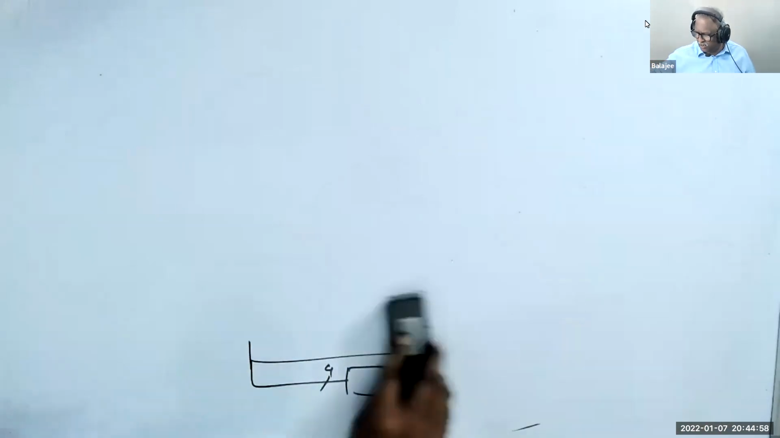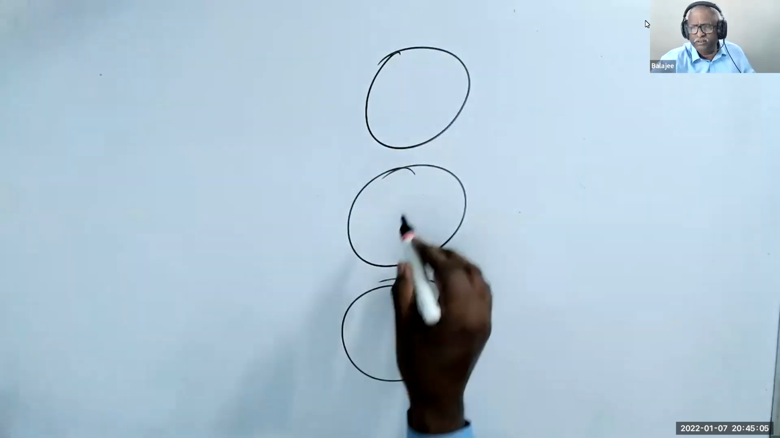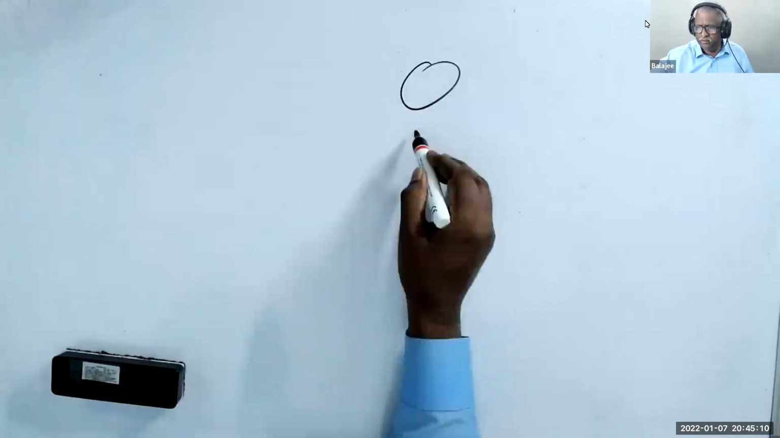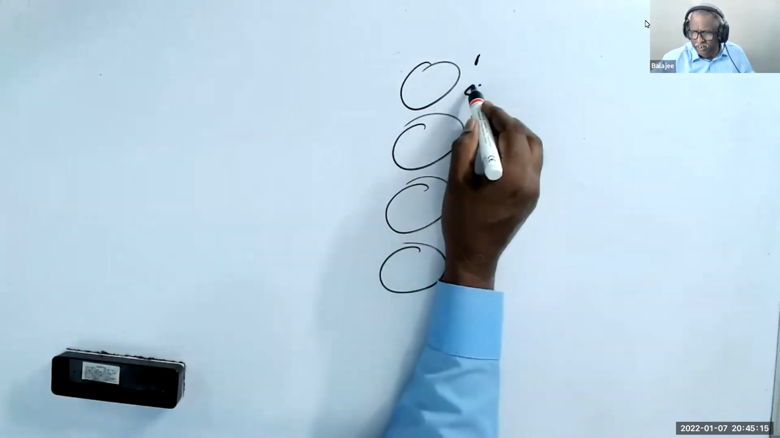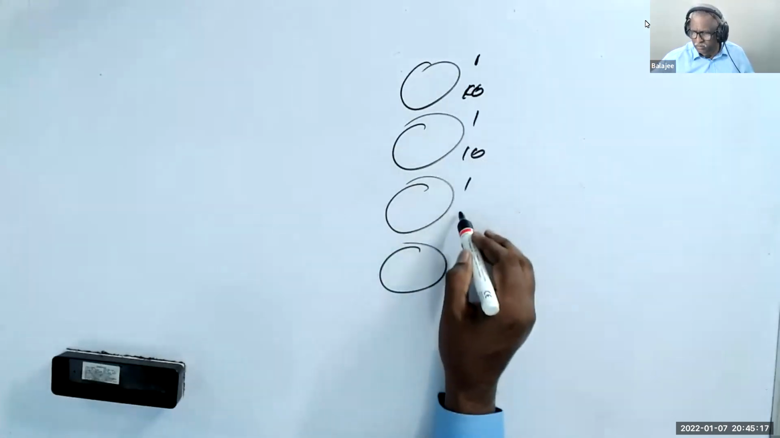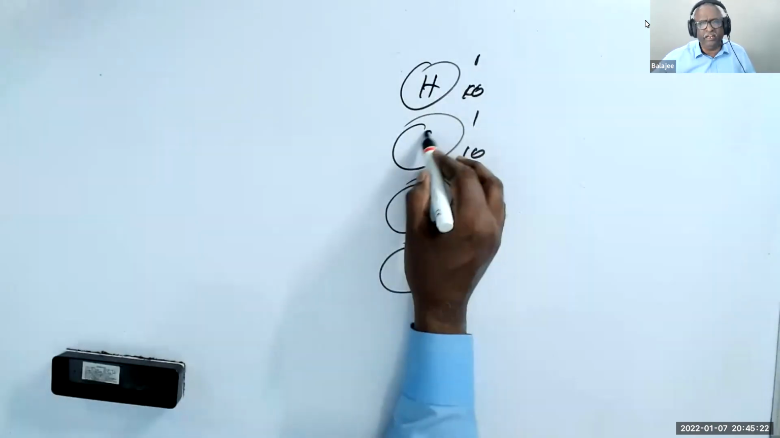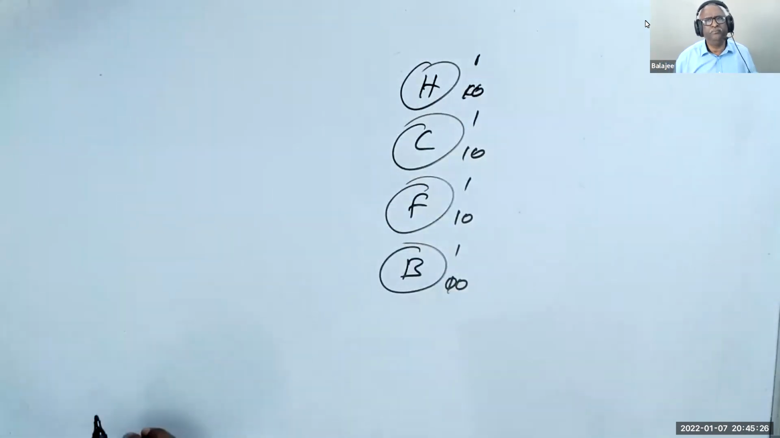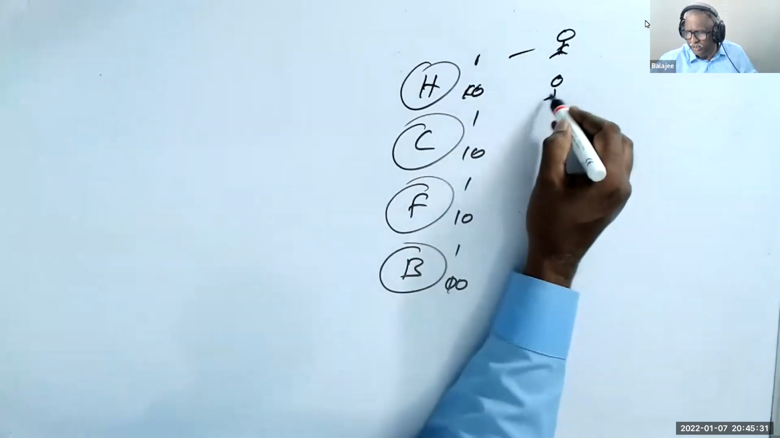Now you come to the college level, then you understand. I have 4 teams. Each team is having 1 to 10 people. This is a hockey team, cricket team, football team, basketball team. Understood? Each one is having 10 players, assuming only 10 players.